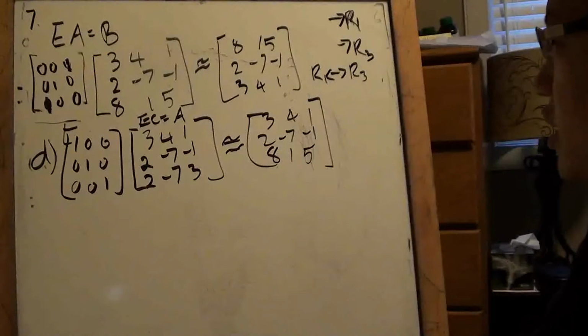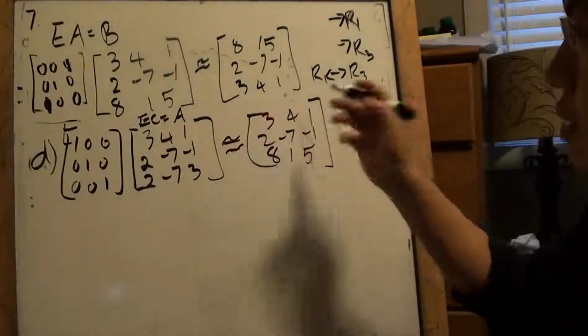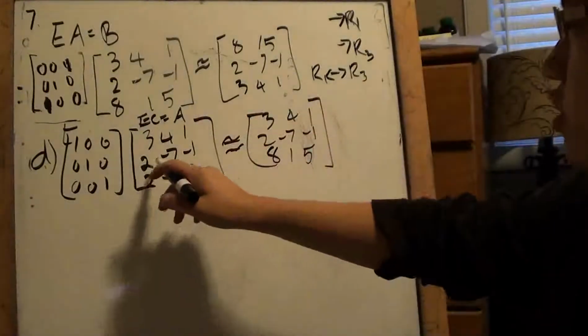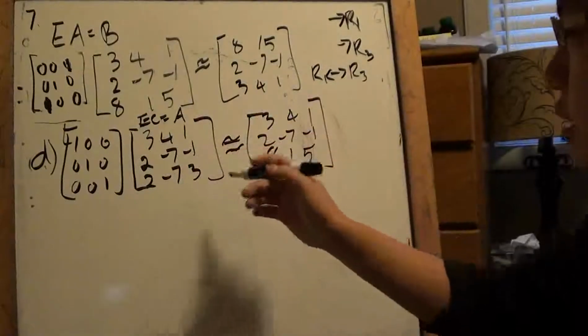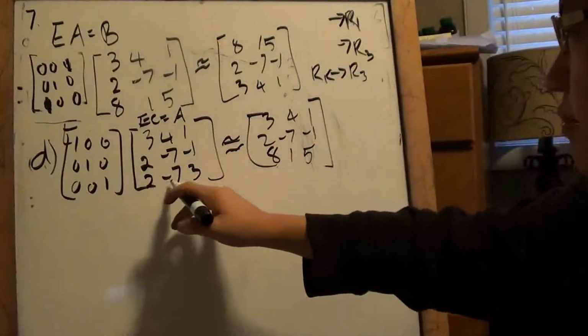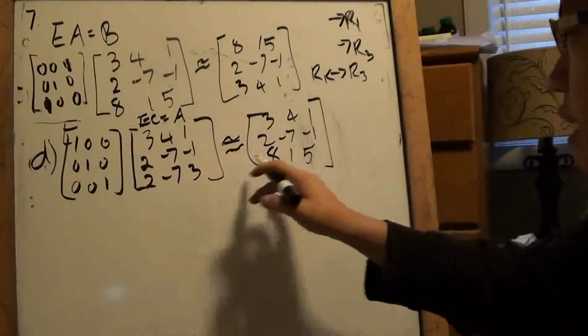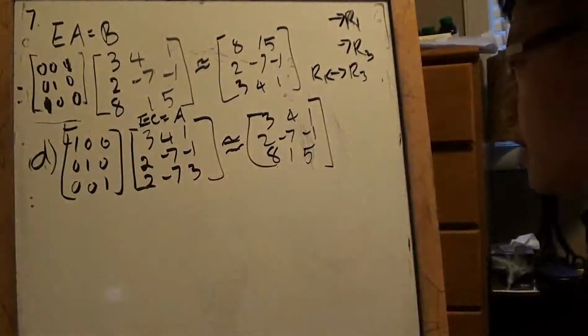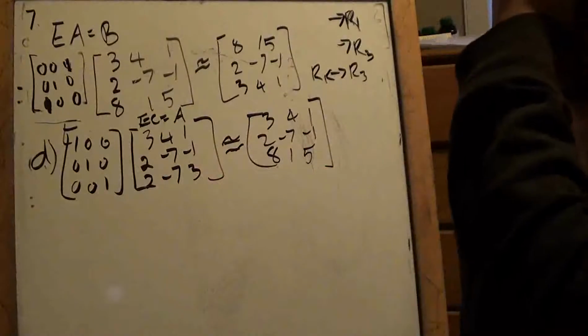So let's look for a singular change. 3, 4, 1, 3, 4, 1. Same thing, row 1 is secured. 2, -1, -1, 2. Yeah, so second row, all good, right? Third row, we see a difference. 2, -2, -7, 3, 8, 1, 5. So, how did 2 become 8?